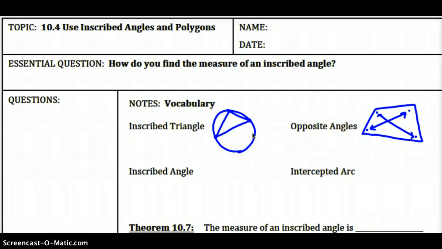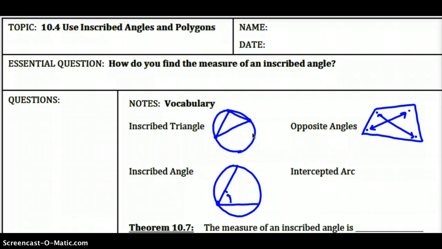An inscribed angle really looks like this. Again, an inscribed angle refers to a circular situation. And here's an example of an inscribed angle. It appears as though the vertex of the angle is on the circle, and the sides of the angle are actual chords, or secants that contain chords.